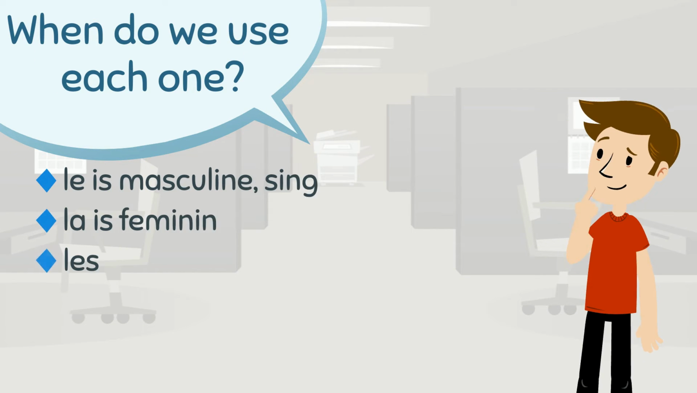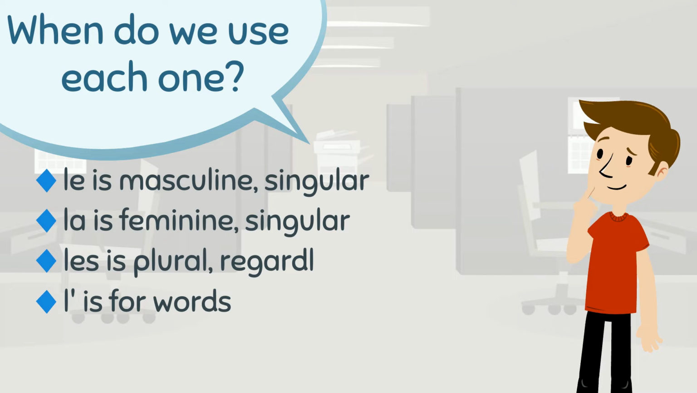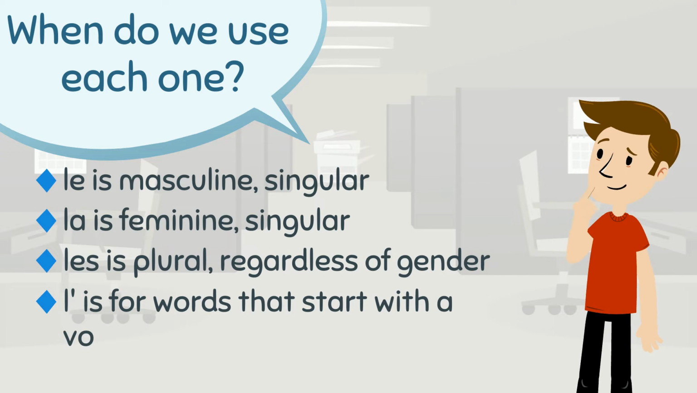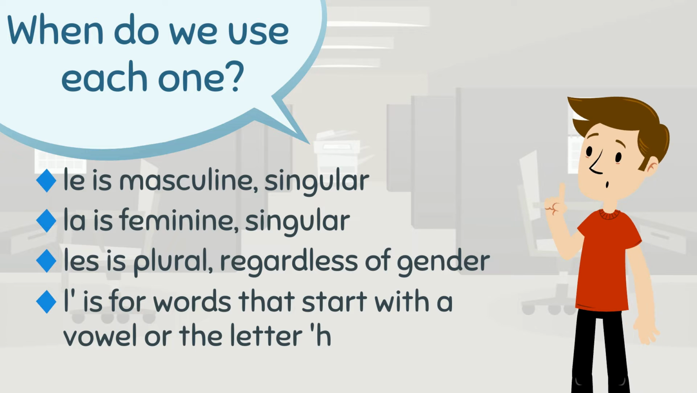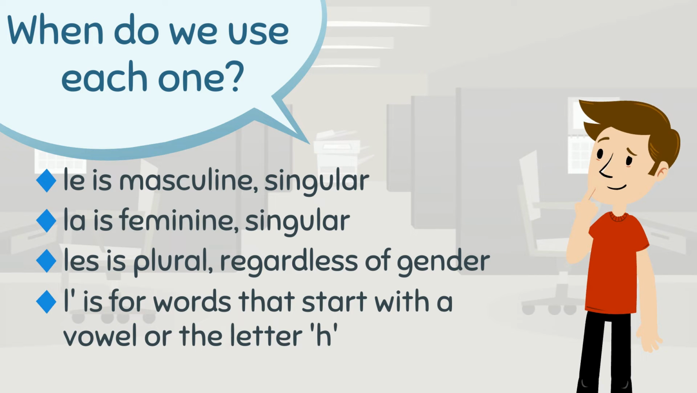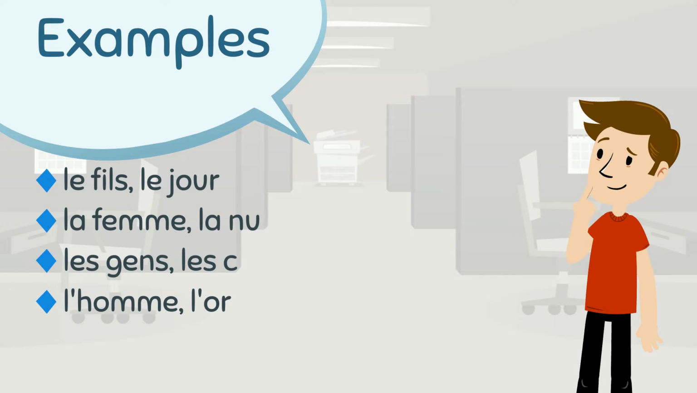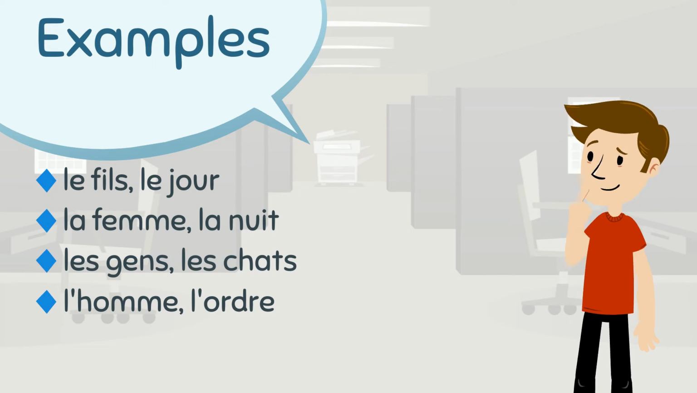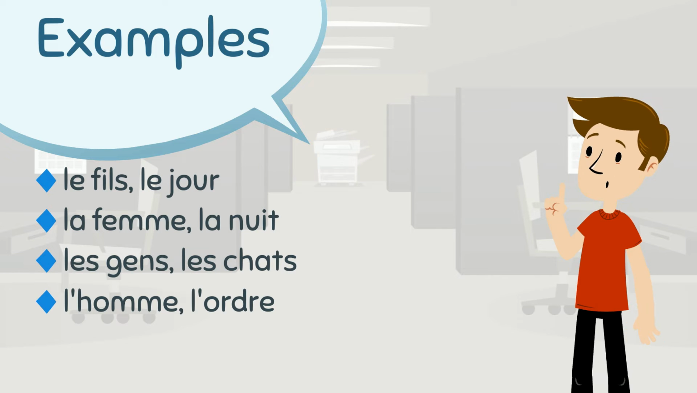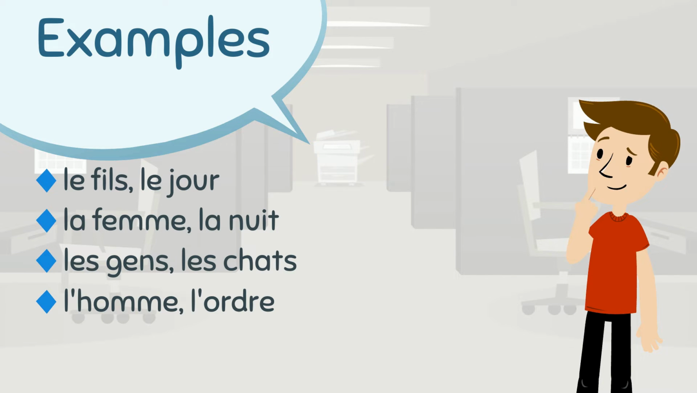Le is masculine singular, la is feminine singular, les is plural regardless of the gender, and l' is used when the noun starts with a vowel or with a silent H. So here are some examples: le fils, le jour, la femme, la nuit, les gens, les chats, l'homme, et l'ordre.